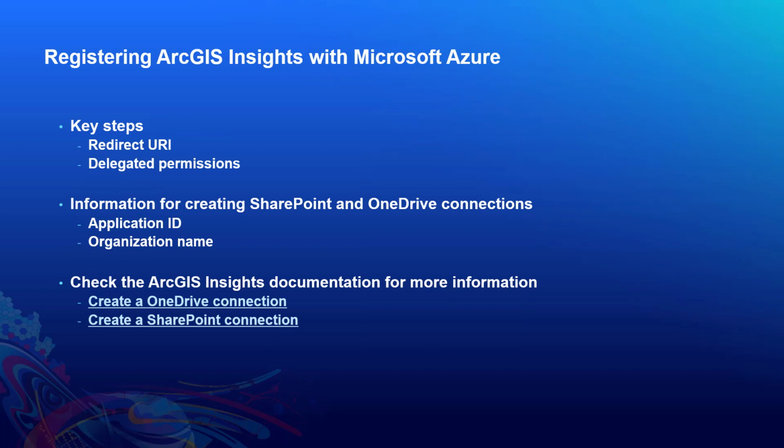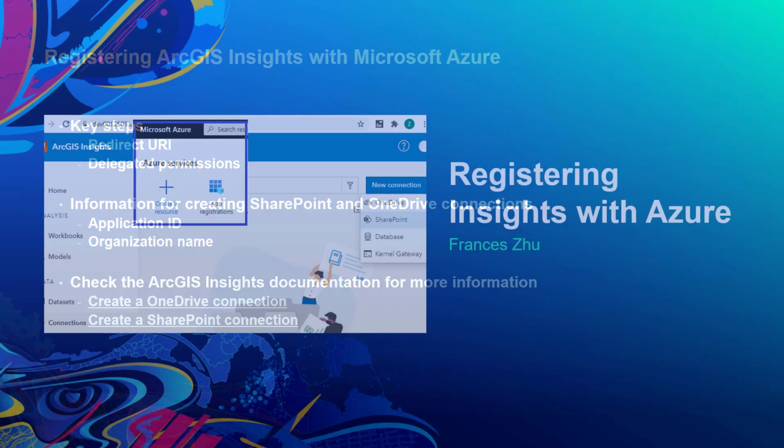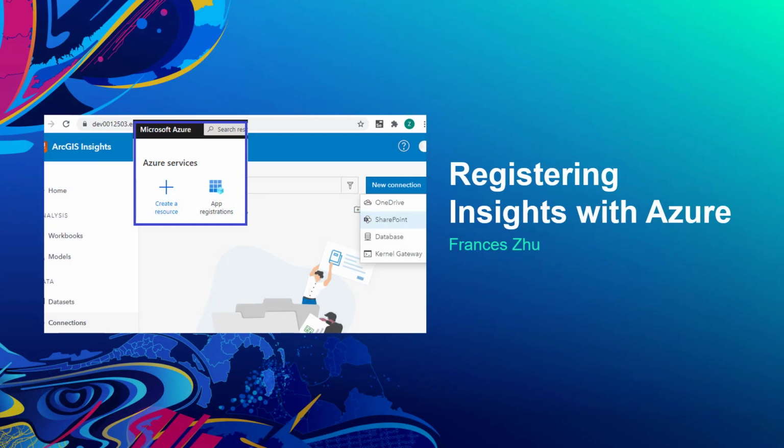Before you can use SharePoint and OneDrive, you must register ArcGIS Insights with Microsoft Azure. Here I list the key steps and information needed for creating SharePoint and OneDrive connections in Insights. I also include help documents for OneDrive and SharePoint. Next, I will demo how to register Insights with Azure and create SharePoint and OneDrive connections.